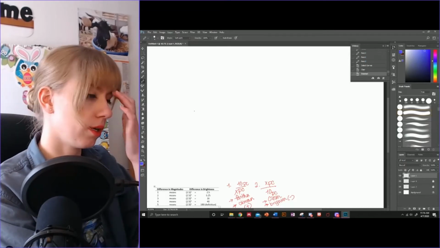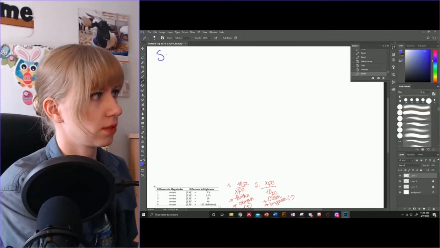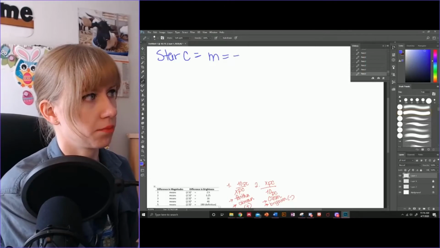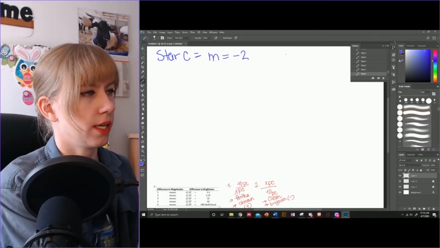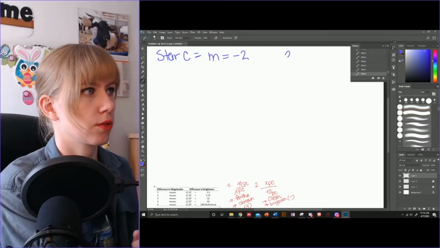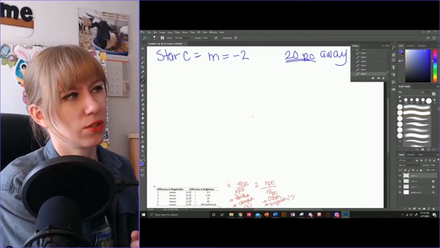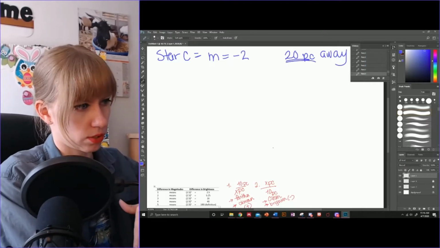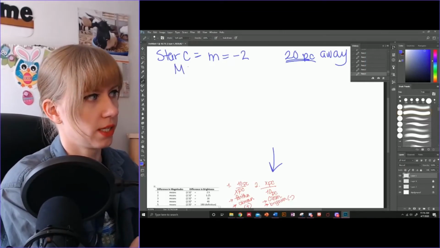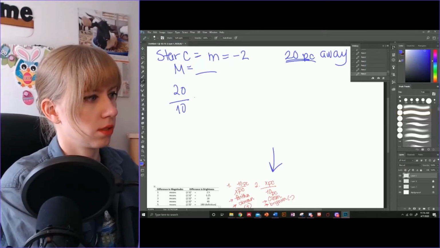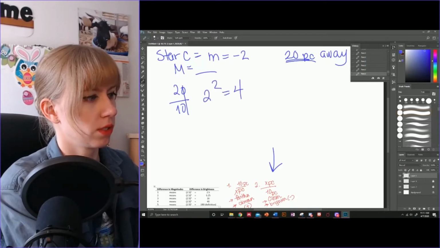Alright, let's do another one, again coming closer. Okay, so star C. It's going to have an apparent magnitude of, let's say, -2. Right? And it is 20 parsecs away. Okay? Even though it is just slightly over 10, we still need to bring it closer, so we're still going to use equation number 2. We need to find, again, absolute magnitude. Okay? So we're going to do 20 over 10, which will give us 2. And if we square that, we get 4.